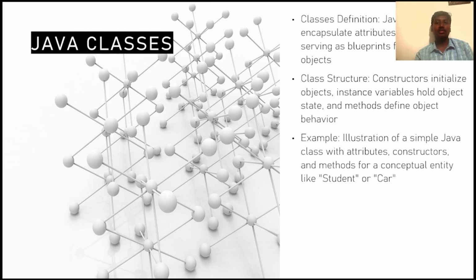Java classes. Classes definition: Java classes encapsulate attributes and methods, serving as blueprints for creating objects. Class structure: constructors initialize objects, instance variables hold object state, and methods define object behavior. Example: illustration of a simple Java class with attributes, constructor, and methods for a conceptual entity like student or car.